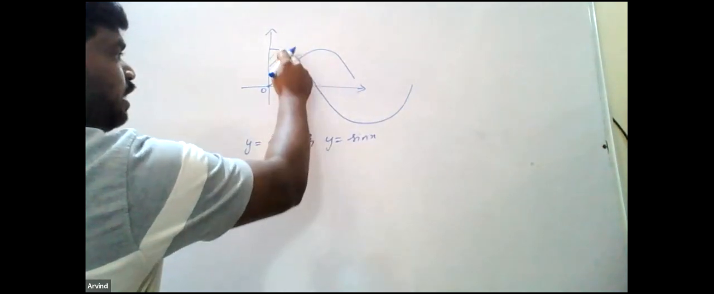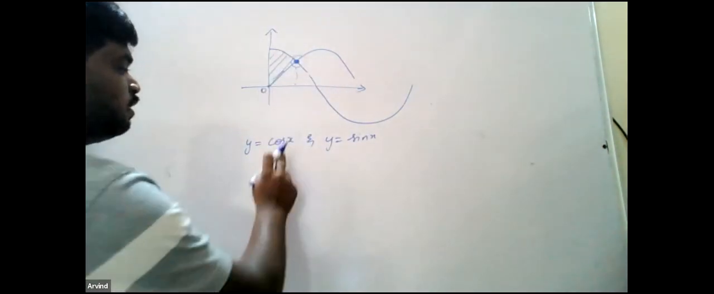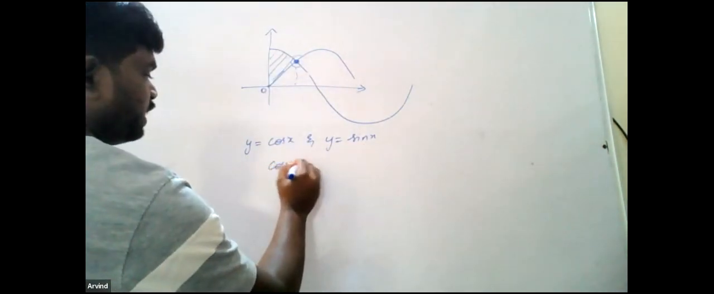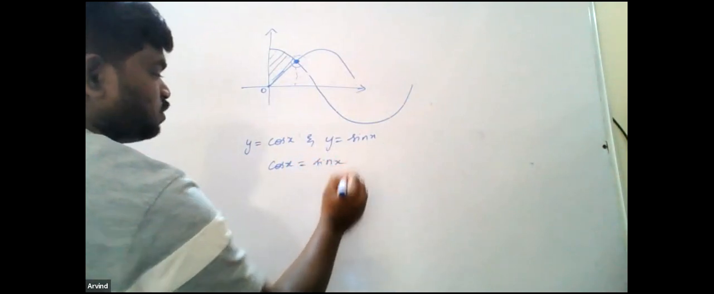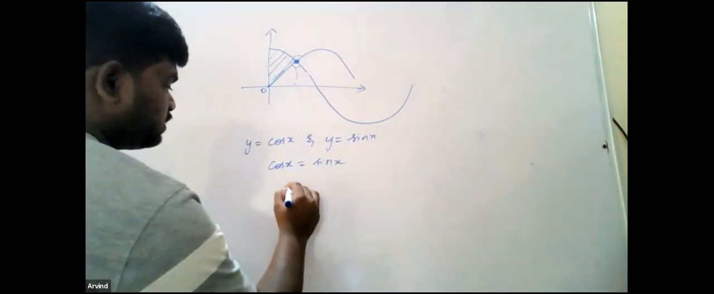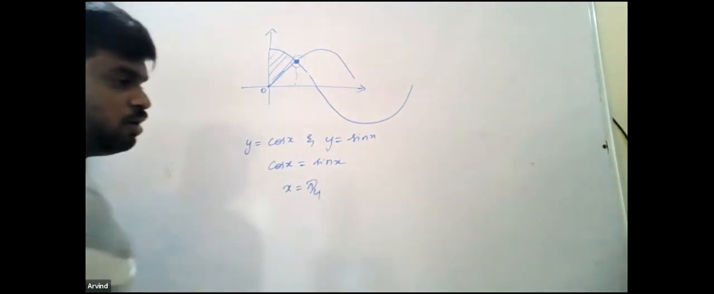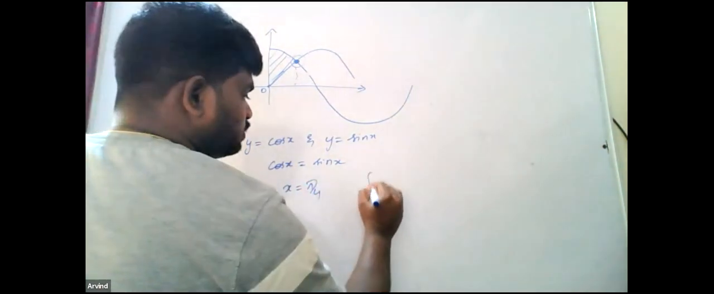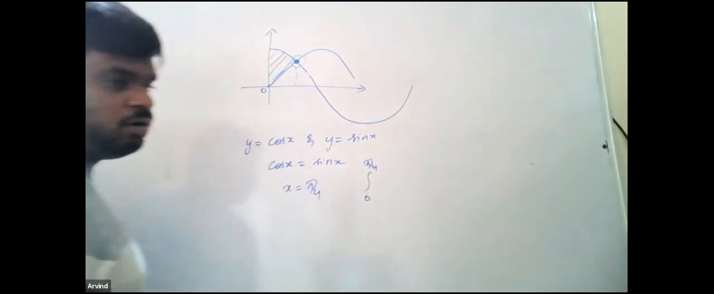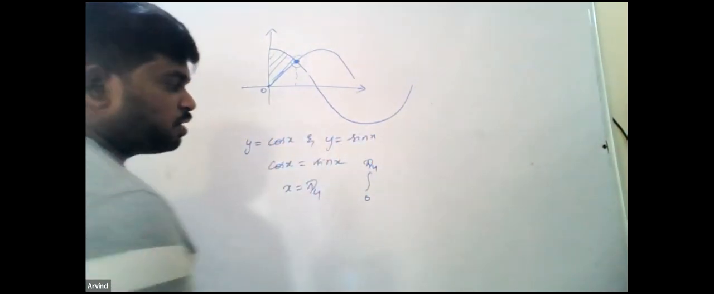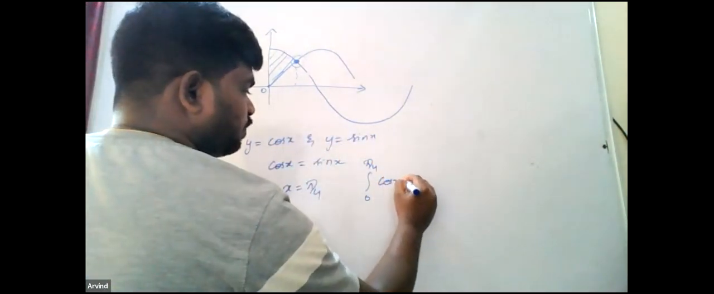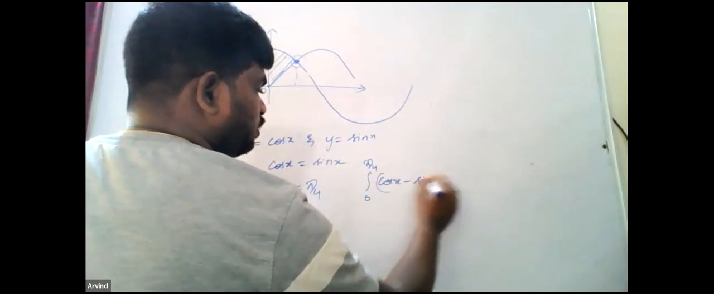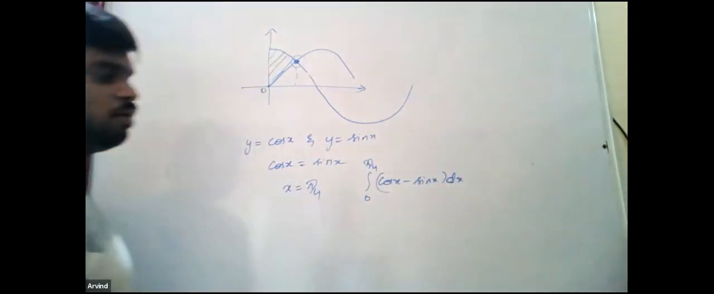Intersecting point means this point, which means the two curves are equal. So cos x is equal to sin x. Cos x and sin x are equal only for x is equal to pi by 4. So we have to integrate it from 0 to pi by 4, this curve minus this, cos x minus sin x dx. Okay. So it's very clear.